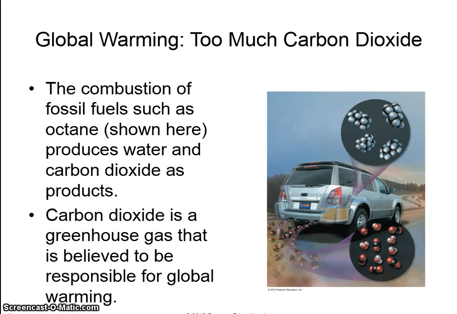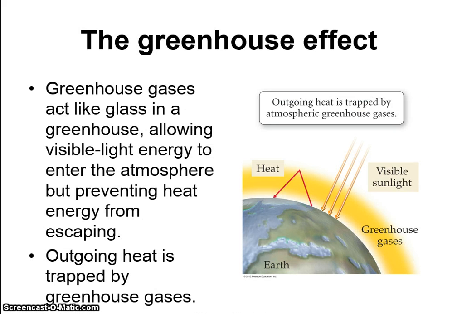Global warming is due to too much carbon dioxide in the atmosphere. The combustion of fossil fuels, such as octane, which are shown in the upper right circle in this diagram, produces water and carbon dioxide as products. Carbon dioxide is what is known as a greenhouse gas that is believed to be responsible for global warming.